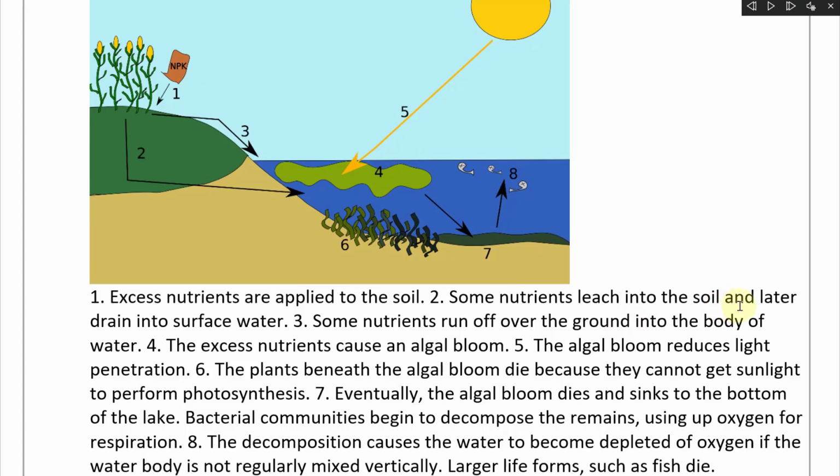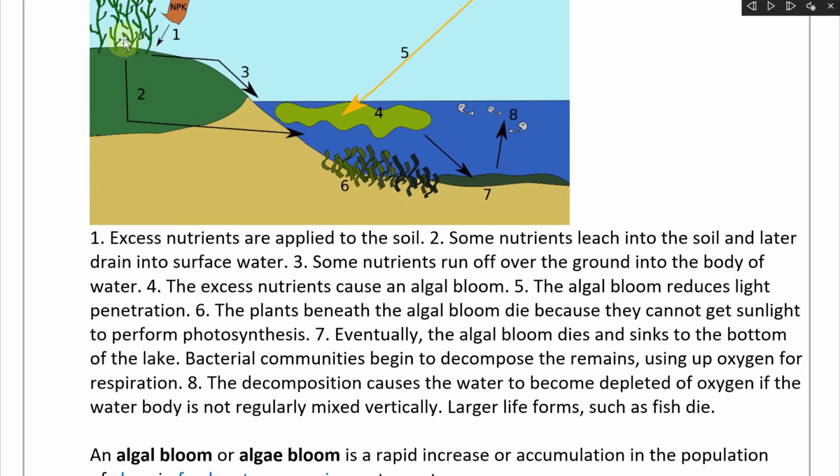Some nutrients leach into the soil and later drain into surface water. So that's number two over here, which goes into the groundwater or the surface water, leaching into the soil and later draining into surface water at this angle like that. And then some nutrients run off over the ground into the body of water. So it goes down here.